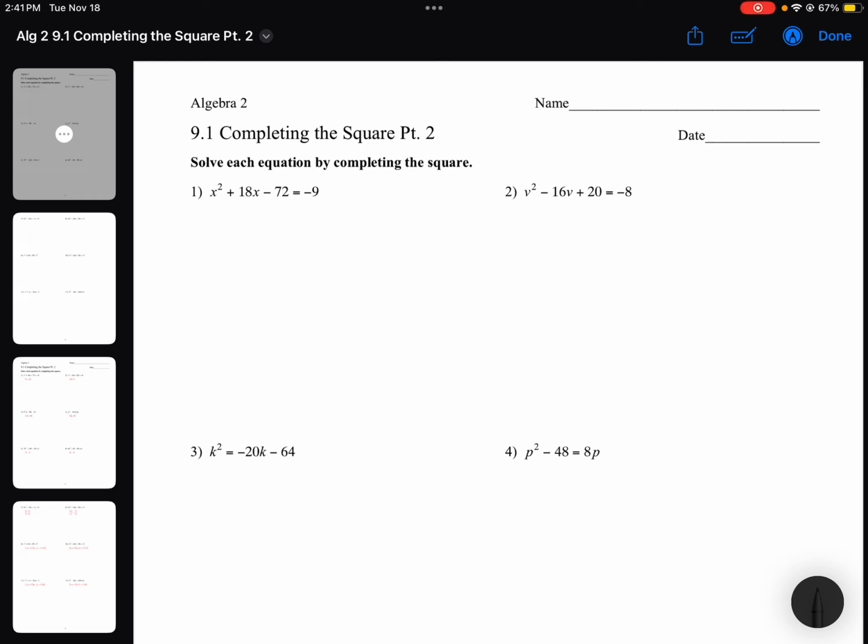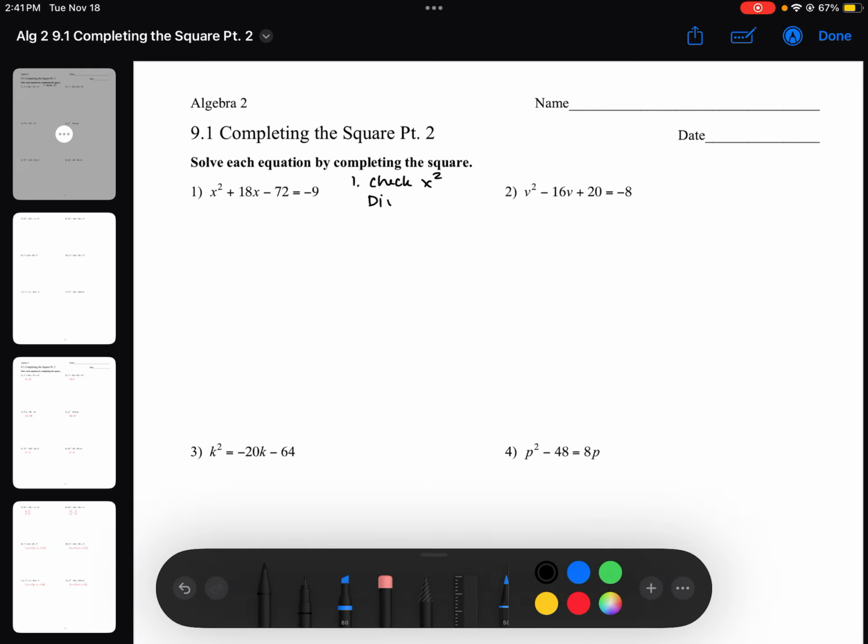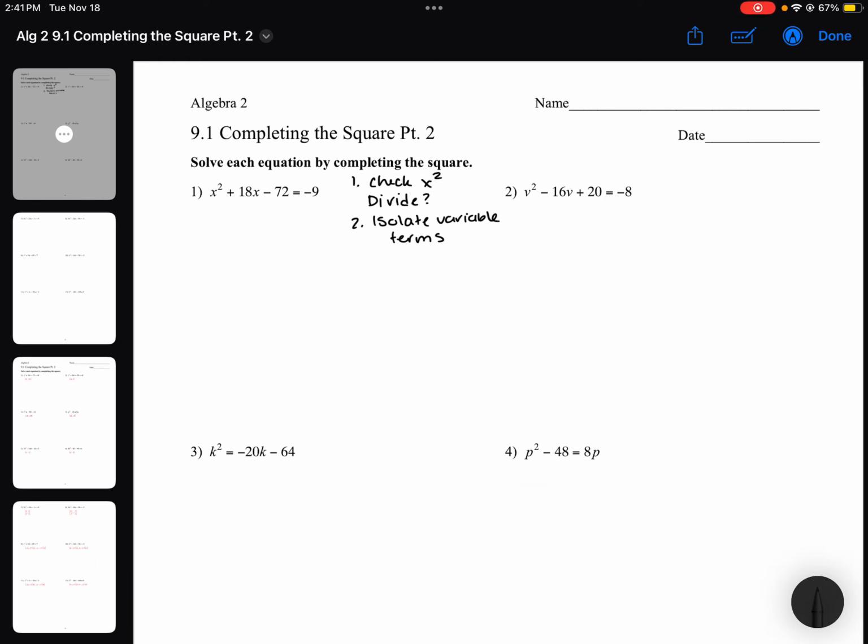All right, so step number one is always check your x squared term. Do I need to divide, that's a B, not a D. Do I need to divide by any coefficients? If not, then you move on to step number two. Step number two is isolate all of your variable terms. Again, these should already be in your notebook. You can use the shorthand, okay? That can help too. So I need to isolate by adding 72.